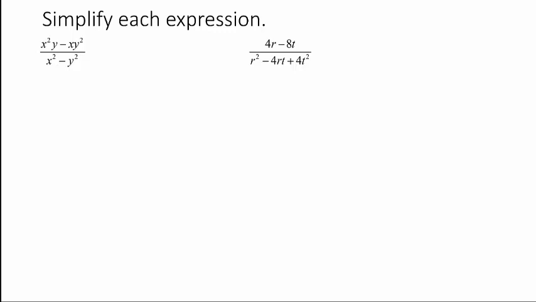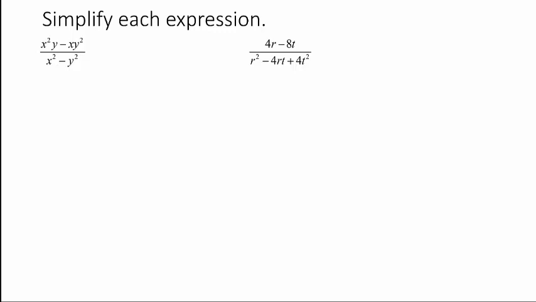Here we're going to simplify each of these rational expressions, and these involve more than one variable. So we're going to take a look at what that entails, and it's really the same idea. We're looking to factor things and cancel factors of one, but sometimes it can look a little bit different if you have more than one variable in the mix.